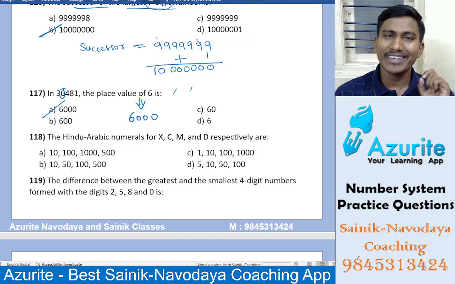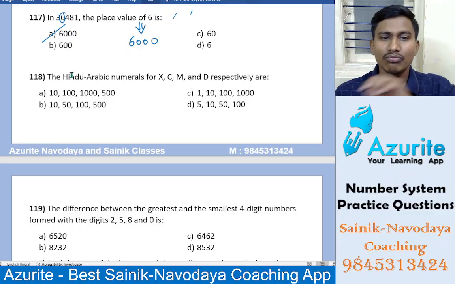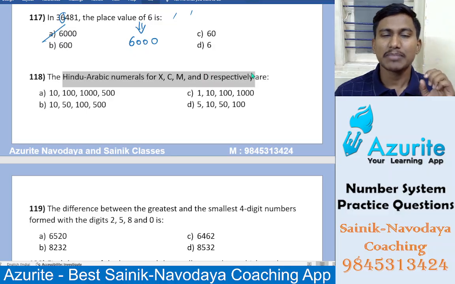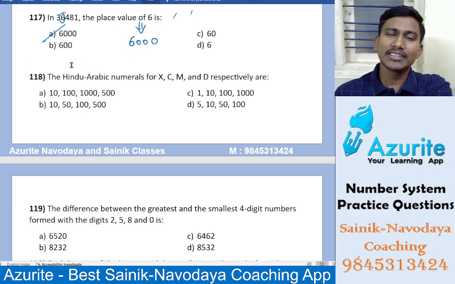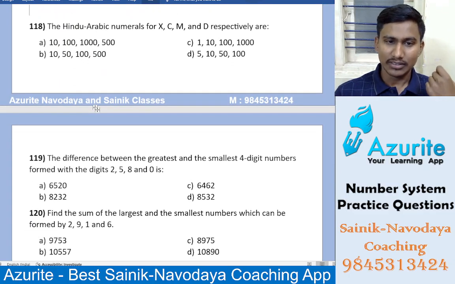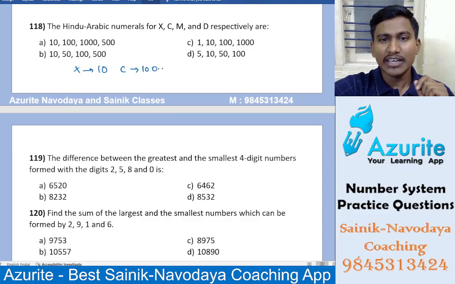Now 118. What is it? The Hindu Arabic numerals for X, C, M, D respectively. These are the Roman numbers. You know that. So what will be the numbers in Hindu Arabic for them? X means 10, C means 100, M means 1000 and D is 500.